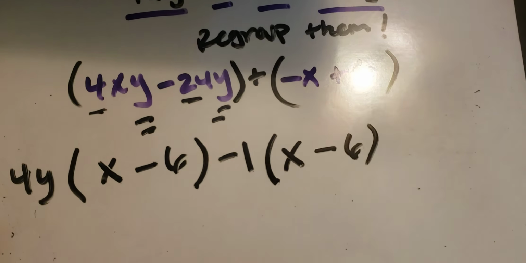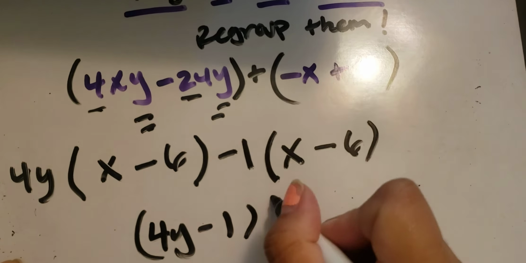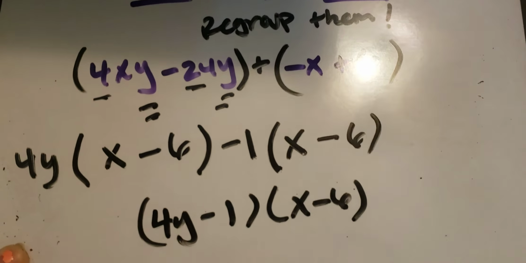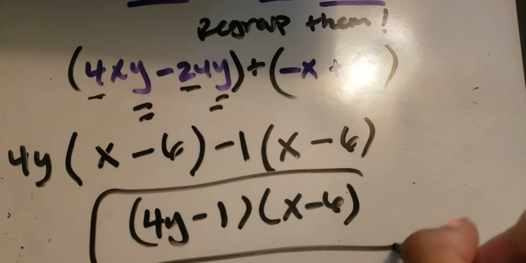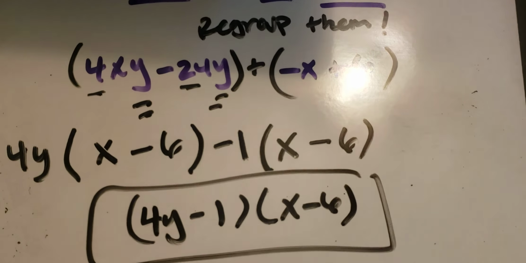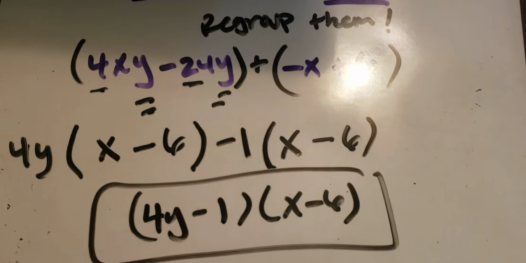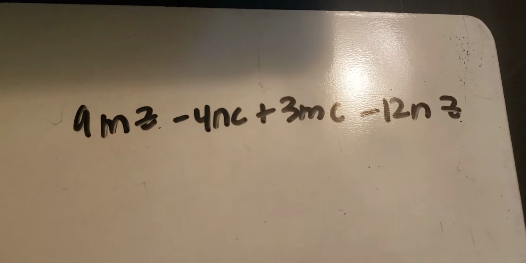So now that they're looking the same, I can write them as 4y minus 1 times x minus 6. Okay? So now they're factorable, and I can do that. So sometimes you might have to regroup them. That was an example of one. So let me give you one for you to try.